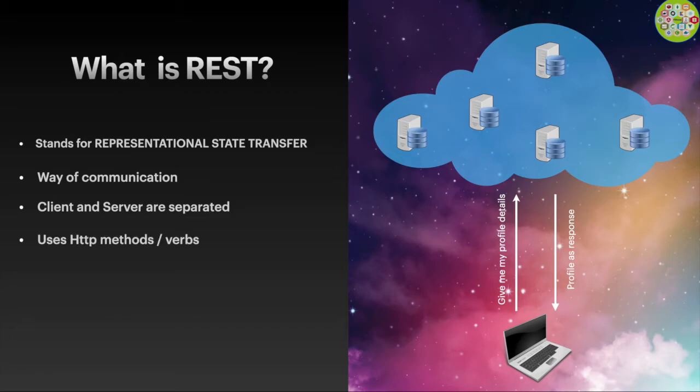REST API uses HTTP methods in a very efficient way. On the basis of the HTTP verbs, we can define which action we want to perform. In a typical REST API, we have only one URL for a specific resource, and on the basis of the HTTP verb, we identify which action we want to perform on the server.